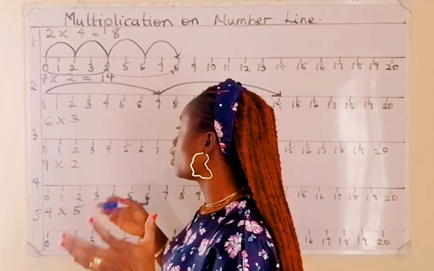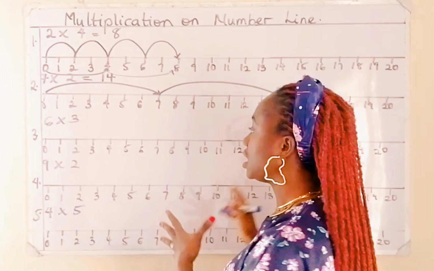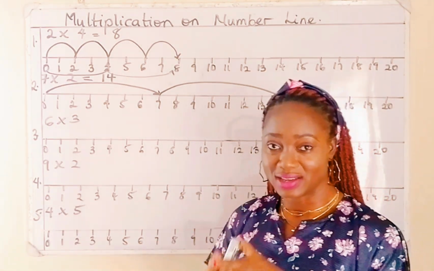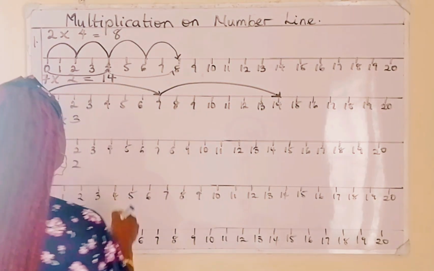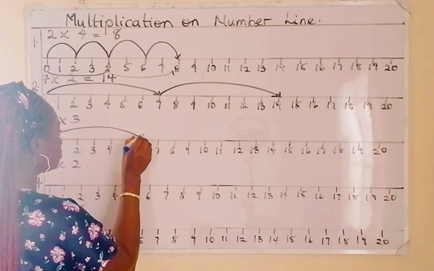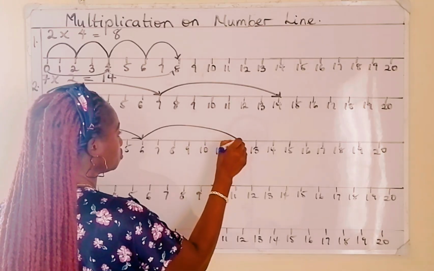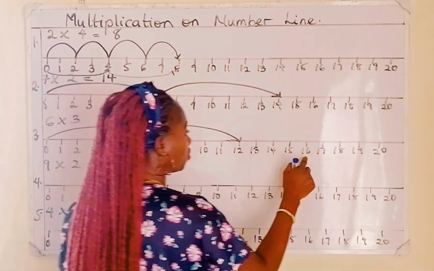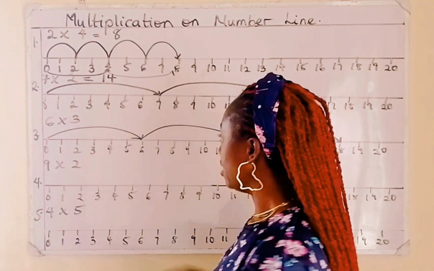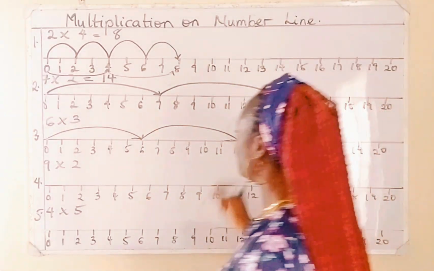Question 3 is 6 times 3. Now, we're going to move 6 into 3 groups, or 3 in 6 groups. Whichever the case may be, you still arrive at the same answer. Now, I'm going to count 6. 1, 2, 3, 4, 5, 6. That's 1. 1, 2, 3, 4, 5, 6. That's 2. 1, 2, 3, 4, 5, 6. And 3. Good. Now, 6 times 3 equals 18. We arrived at 18.